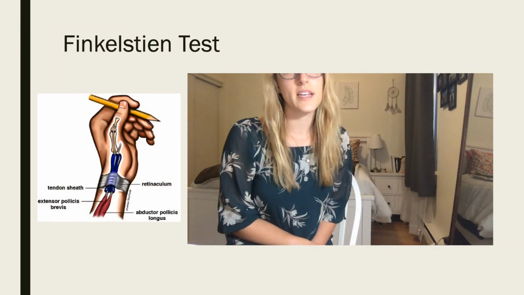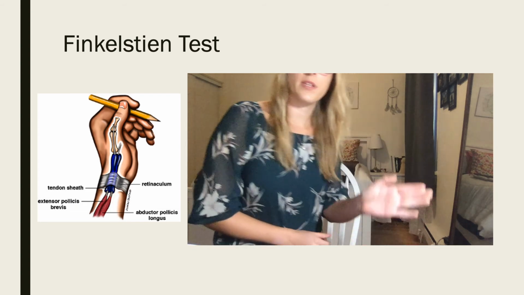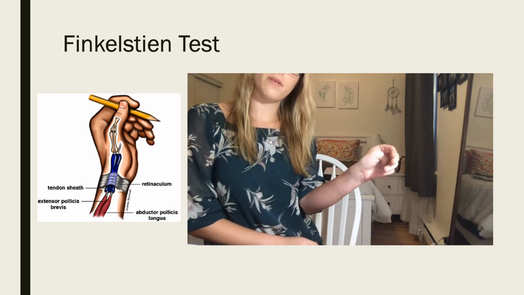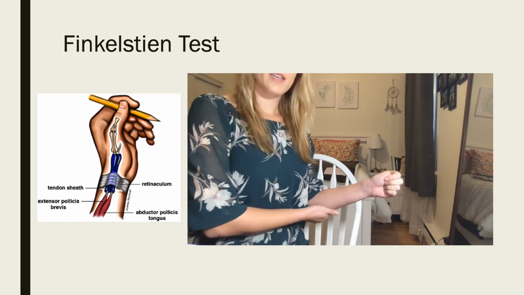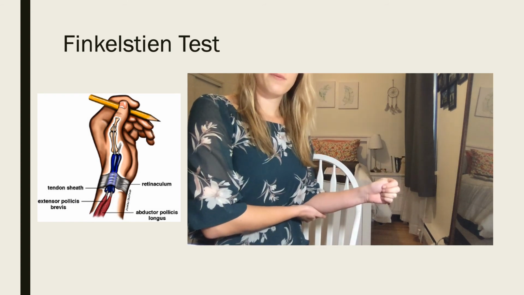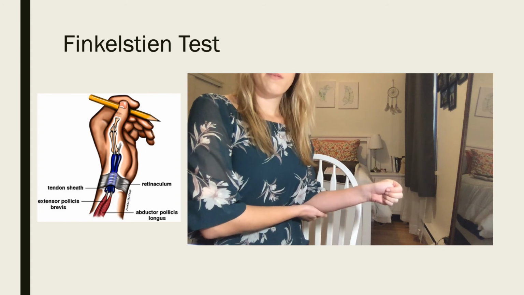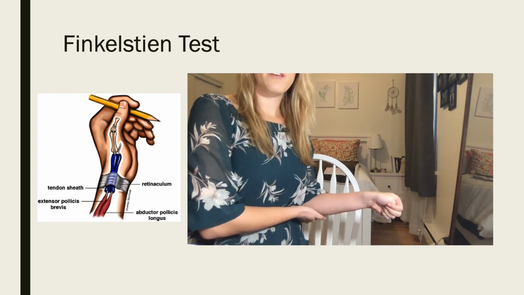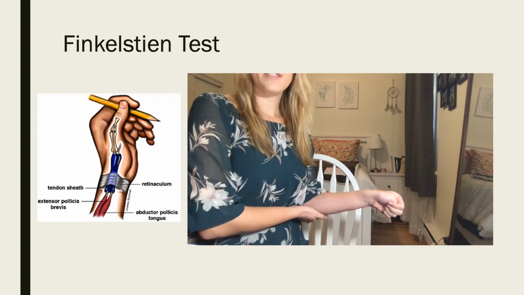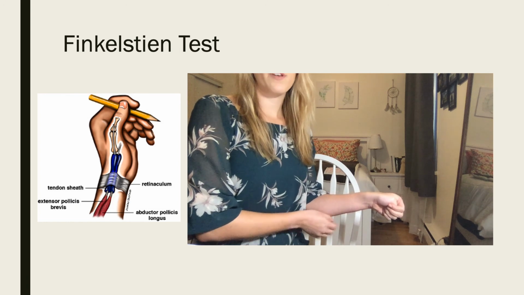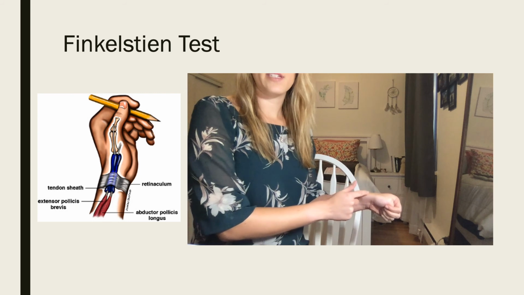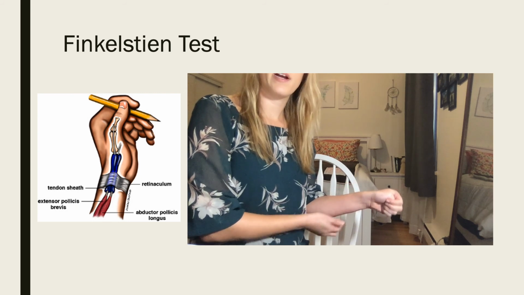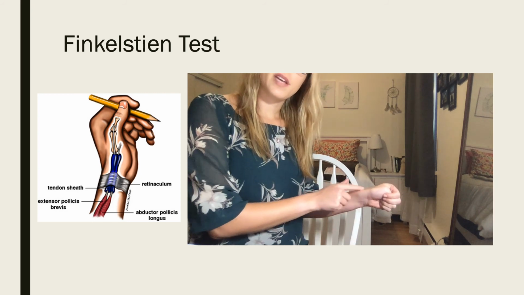For the Finkelstein test, have the patient put their thumb in their palm and wrap their fingers around. Put their elbow at 90 degrees and their wrist should be in neutral. Then have them slowly go into ulnar deviation at the wrist. A positive test will elicit pain over the abductor pollicis longus and the extensor pollicis brevis tendons at the wrist and is indicative of tenosynovitis of these two tendons.